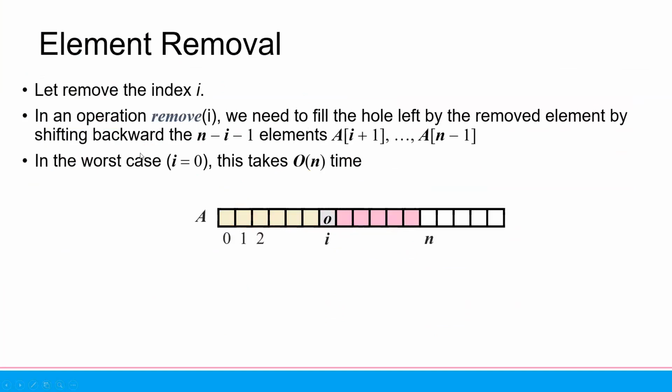Now if we want to remove, we already know how to remove one object. We want to remove the index I. In the operation remove I, we need to fill the hole left by the removed element by shifting backward the n minus I minus 1 elements.